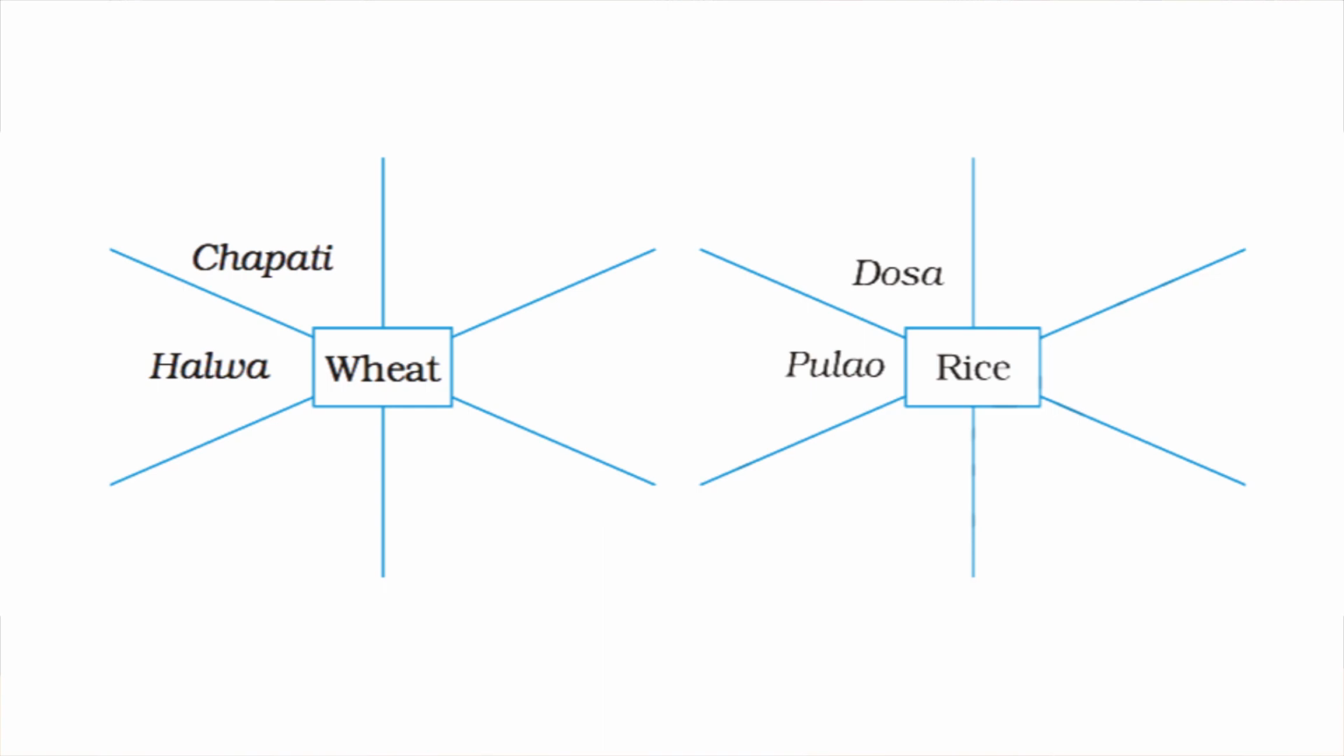Now let's say dal and chawal. It is a very simple food, but it also requires various types of ingredients and a particular process to make it. See this figure. In this figure, we are seeing the items that can be made with the help of wheat and items that can be made with the help of rice.